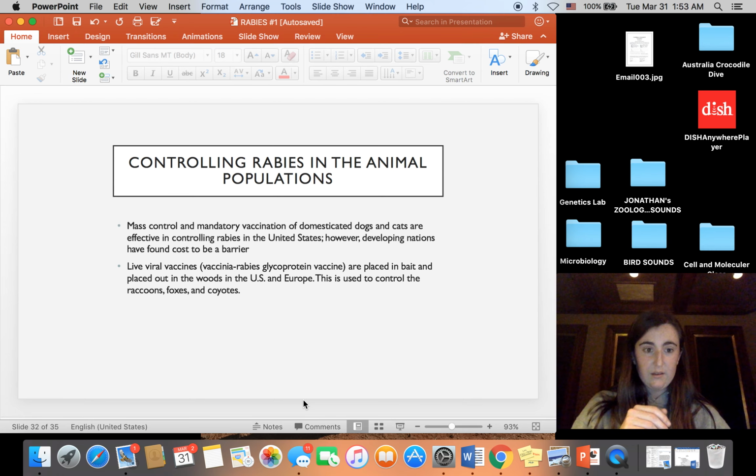Another thing is live viral vaccines are placed in bait and placed out in the woods in the US and in Europe. This is used to control foxes, raccoons, and coyotes. So this gives them their vaccines so they can basically just control them not getting rabies, which I think is a very smart idea, and I did not know they were doing this until I read this article about it.